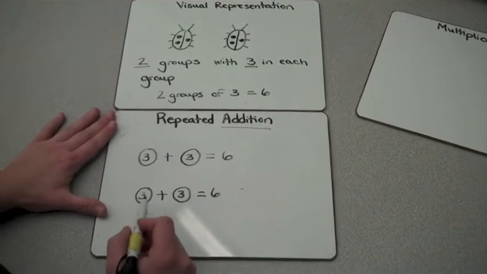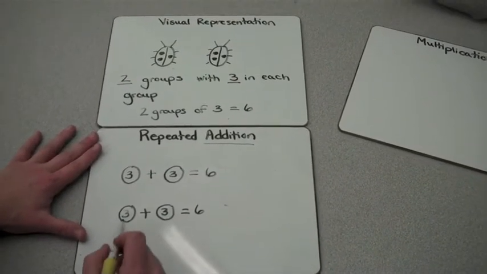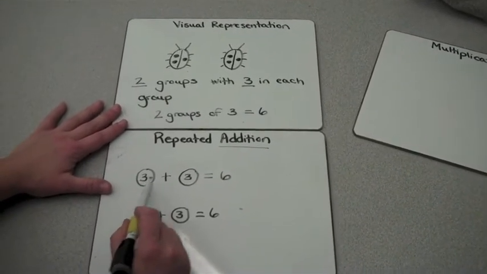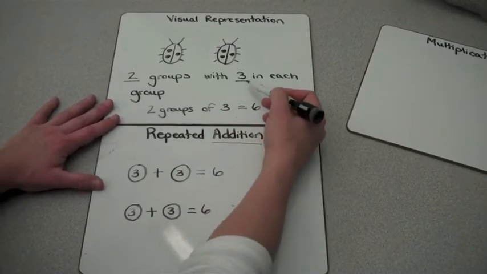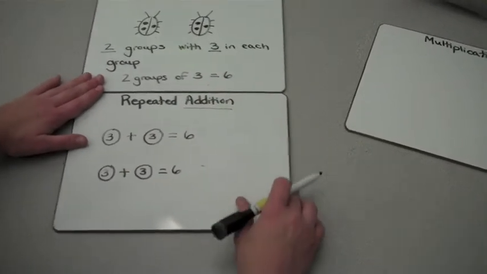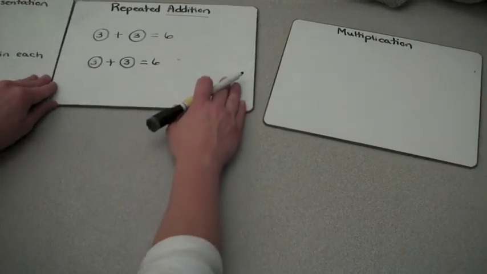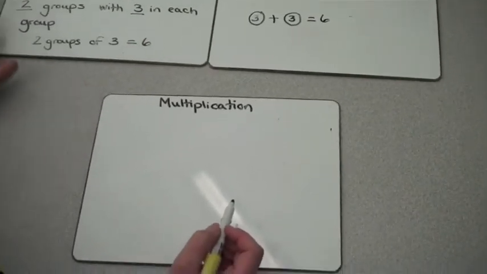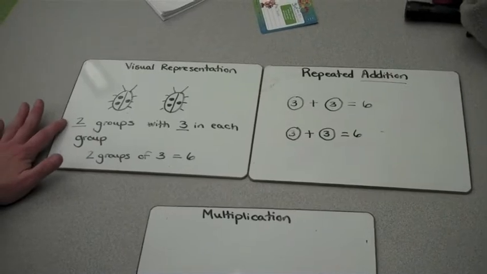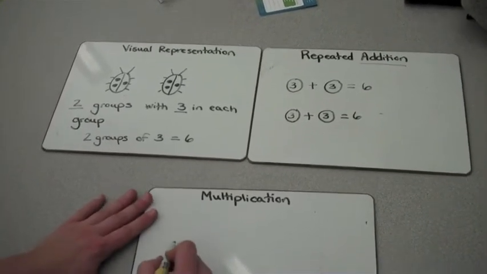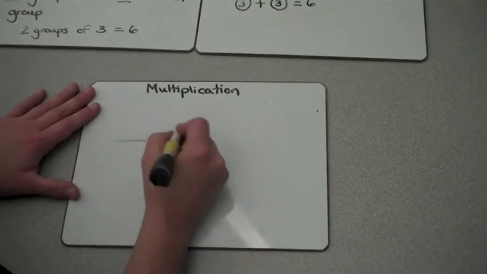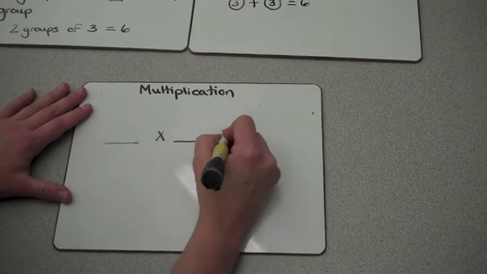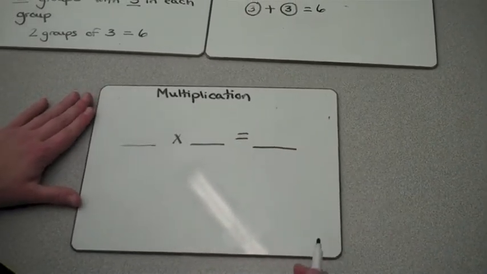So when they're looking at the repeated addition, they will look at how many groups there are, and if there are two groups, they will draw 2 circles and then add how many are in each group together. The last way that the students will be doing multiplication in second grade is the regular form of multiplication. So if we look back at the visual, we see 2 groups with 3 in each group. The multiplication problems that we're used to are represented by number times a number equals the product.